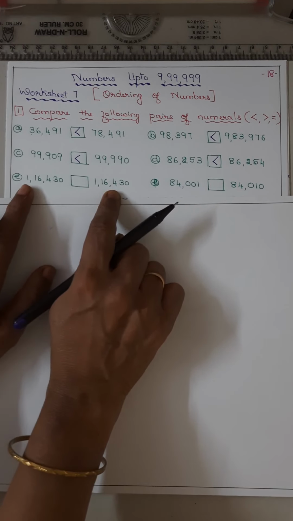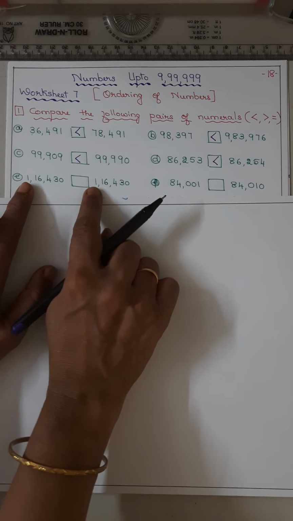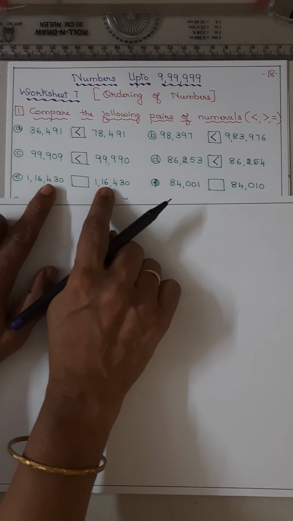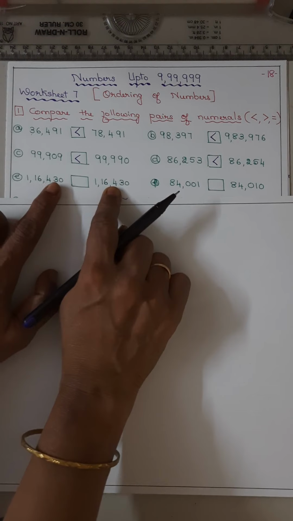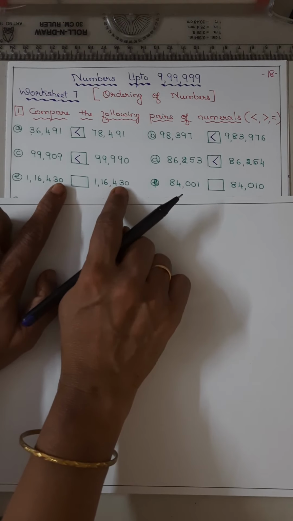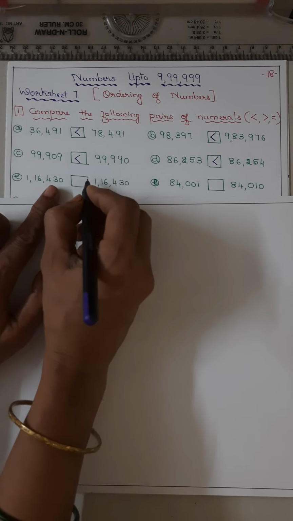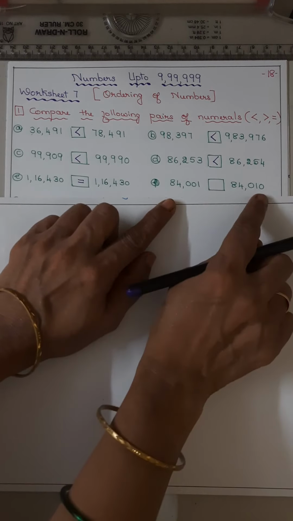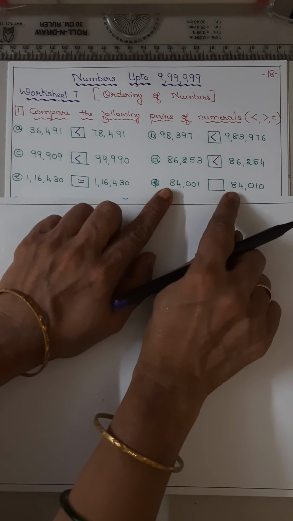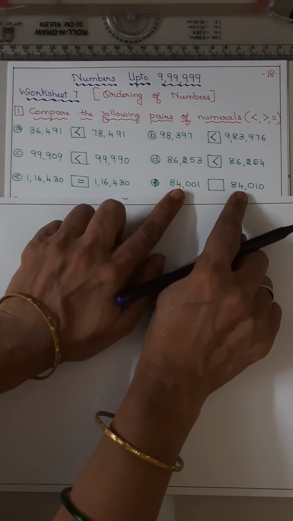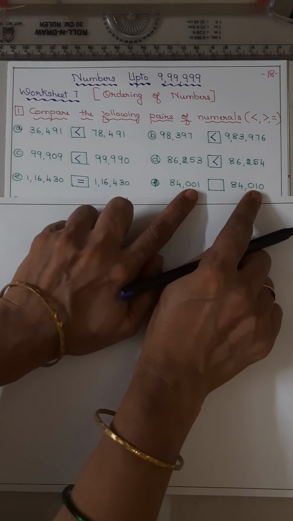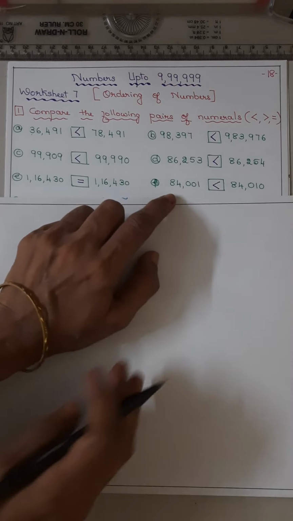Now 6 digit, equal number of digits. Now compare from left. 1, 1 equal; 1, 1 equal; 6, 6 equal; 4, 4 equal; 3, 3 equal; 0, 0 equal. Equal to sign. Now 5 digit, 8, 8 equal; 4, 4 equal; 0, 0 equal; 0, 1. 0 is lesser than 1.